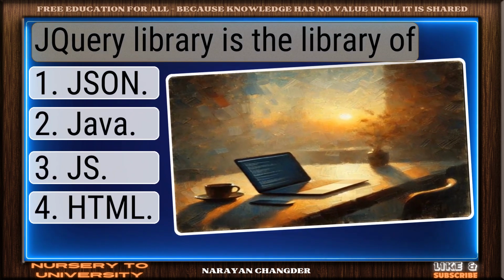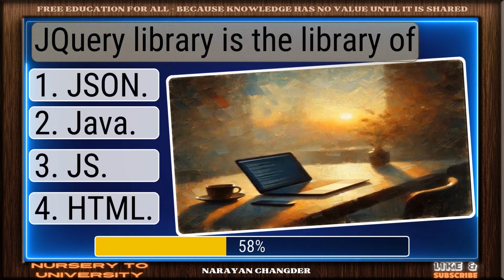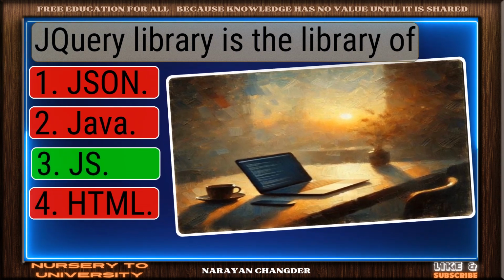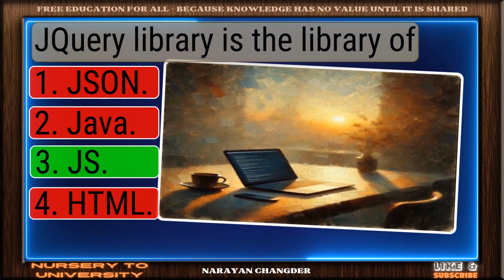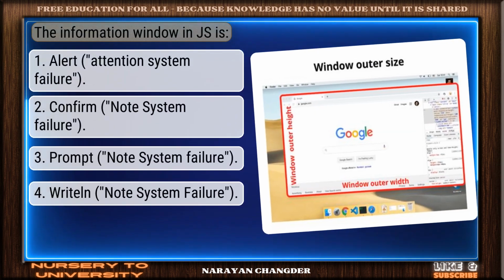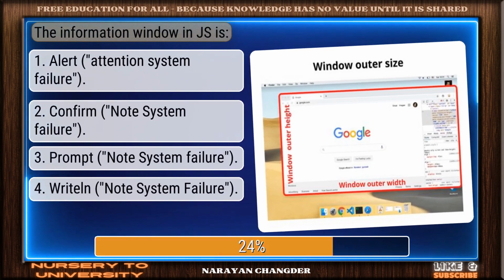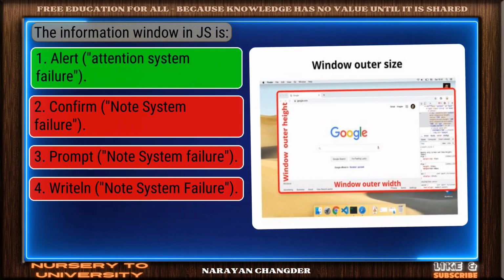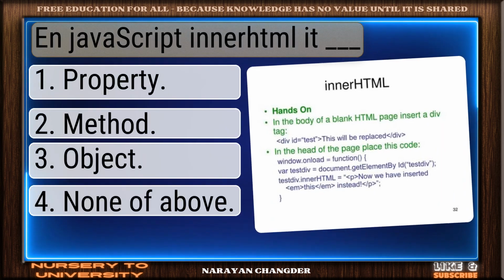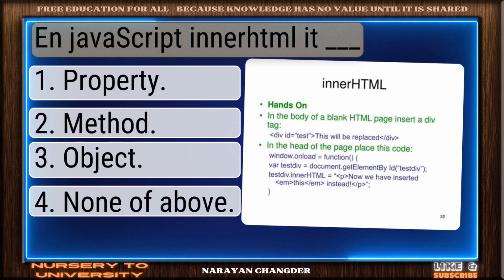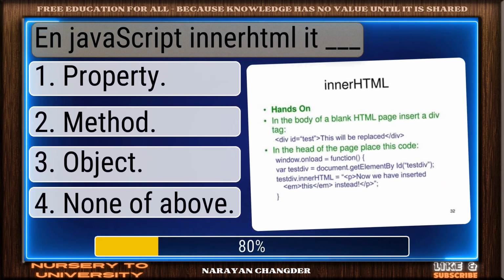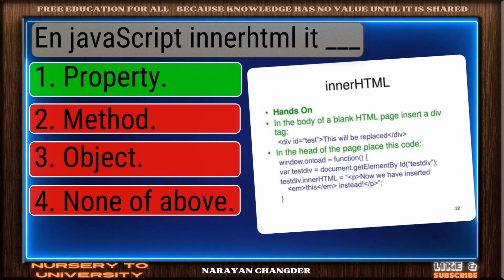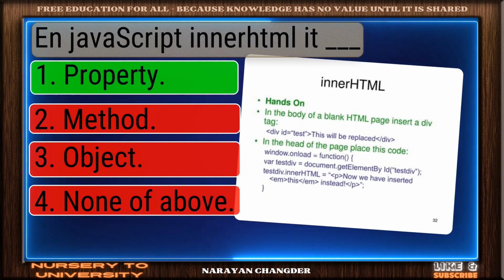jQuery library is the library of. Good thinking. JS is the right answer. The information window in JS is. Well reasoned. Alert is the correct choice. In JavaScript, inert monolith dash. On track. Property is the correct answer.